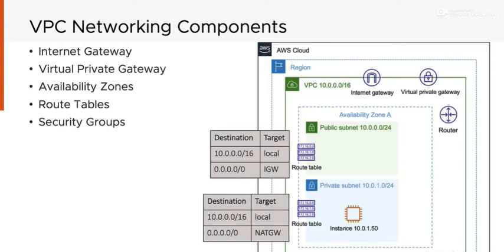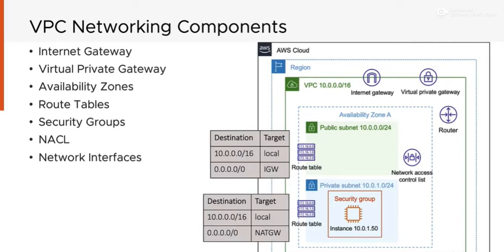There's security groups, which provide control over instance networking. It's a stateful firewall. We also have NACLs, which are stateless, which allow you to deny rules in addition to allow rules and have granular control over traffic. There's network interfaces. This instance that we see here, this 10.0.1.50, it's actually the IP address of the network interface. They're called an ENI, an Elastic Network Interface.